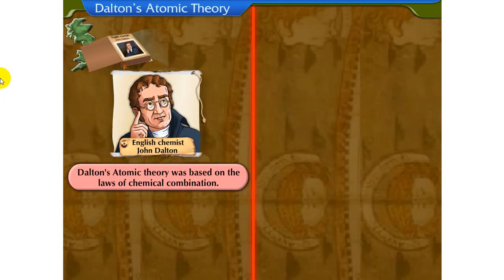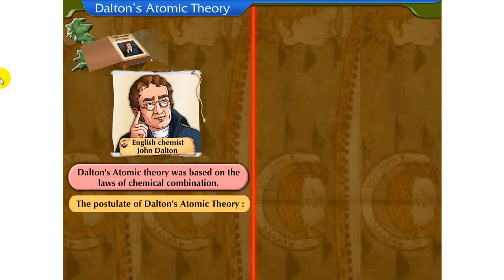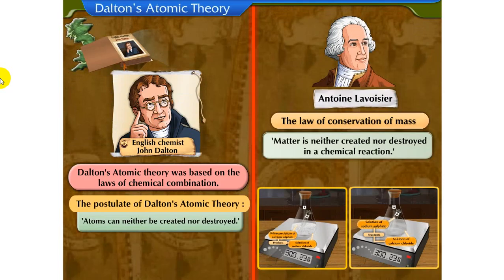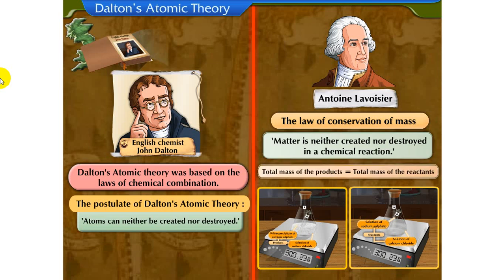Dalton's atomic theory was based on the laws of chemical combination. The postulate of Dalton's theory that atoms can neither be created nor destroyed was the result of the law of conservation of mass given by Lavoisier. Since an atom cannot be created nor destroyed, therefore the number of atoms in the products of a chemical reaction is the same as the number of atoms in the reactants. The mass remains the same in a chemical reaction. This is the law of conservation of mass.